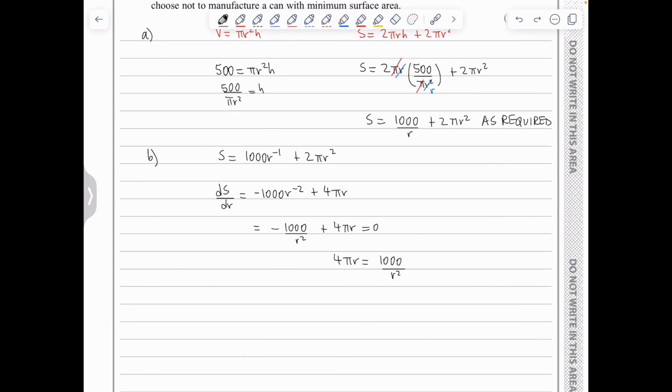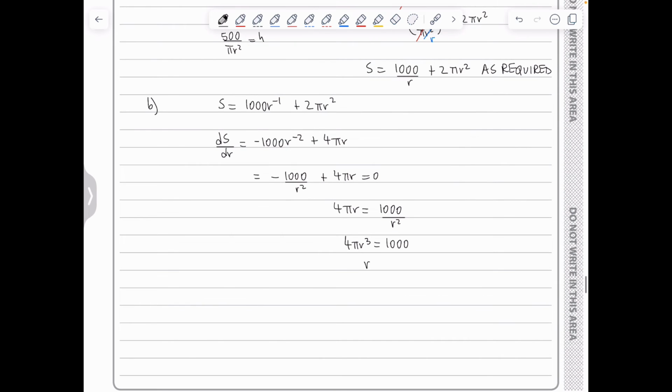I will cross multiply to get 4 pi r cubed is equal to 1000, and therefore r cubed is equal to 1000 over 4 pi, which means I will simply take the cube root of 1000 over 4 pi to get the radius of the can. So this turns out to be 4.30 centimeters.